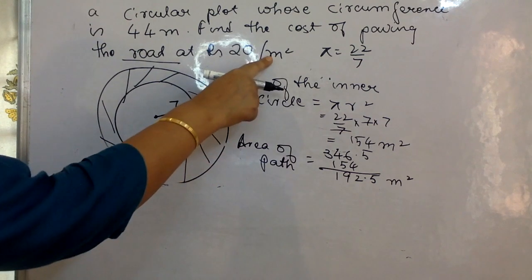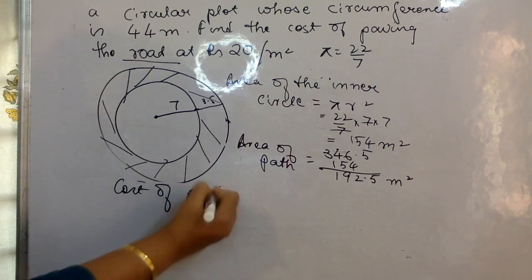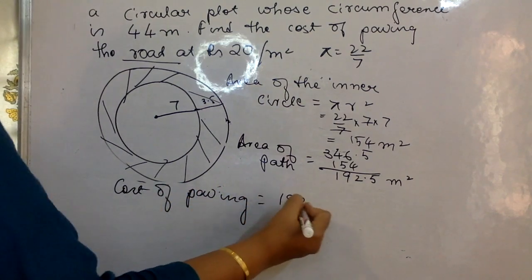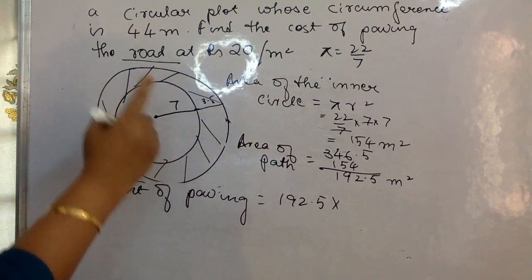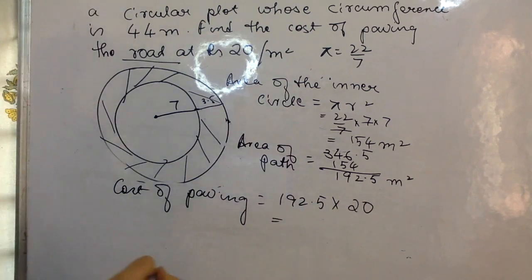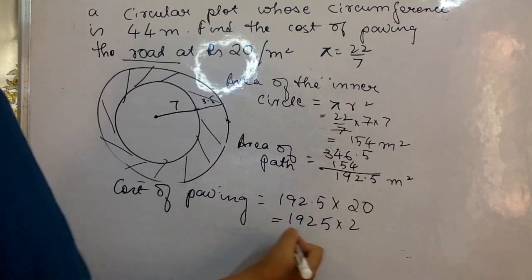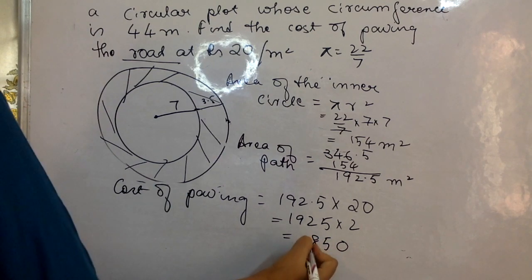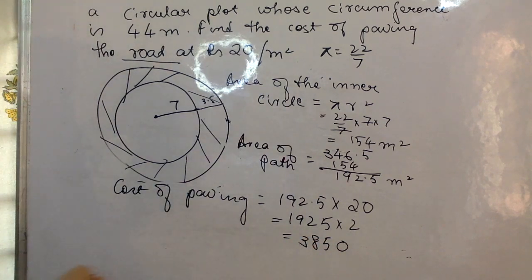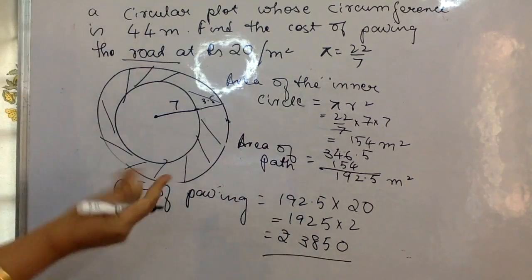How do we find the cost of paving the road at rupees 20 per meter square? So you have to keep an eye over here. This is per meter square. So the cost of paving is 192.5 into rupees 20. Now how to do this calculation easily? This 0 I am going to use up to remove the point. Okay, so I get this, and 3850 rupees is the cost of paving the road.